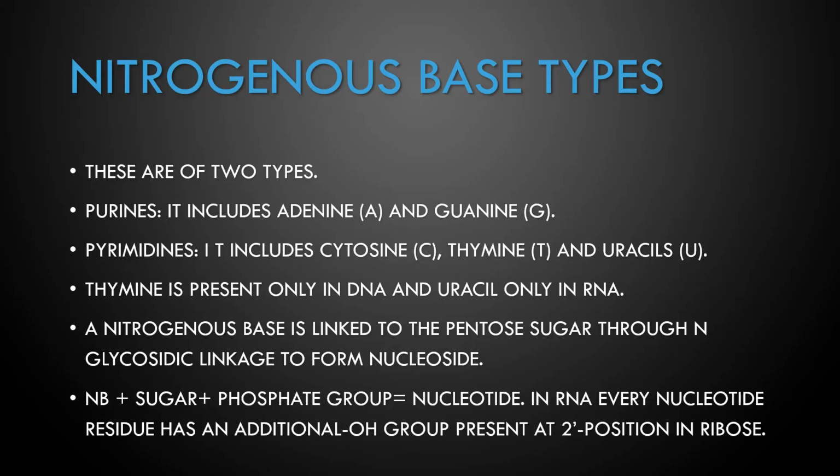Now, I told you three components: nitrogenous base, phosphate group and the pentose sugar. So we will begin with the nitrogenous base. What are their types? There are two types of nitrogenous bases. One is purine and second is pyrimidine. When we say purine, purine includes A and G.